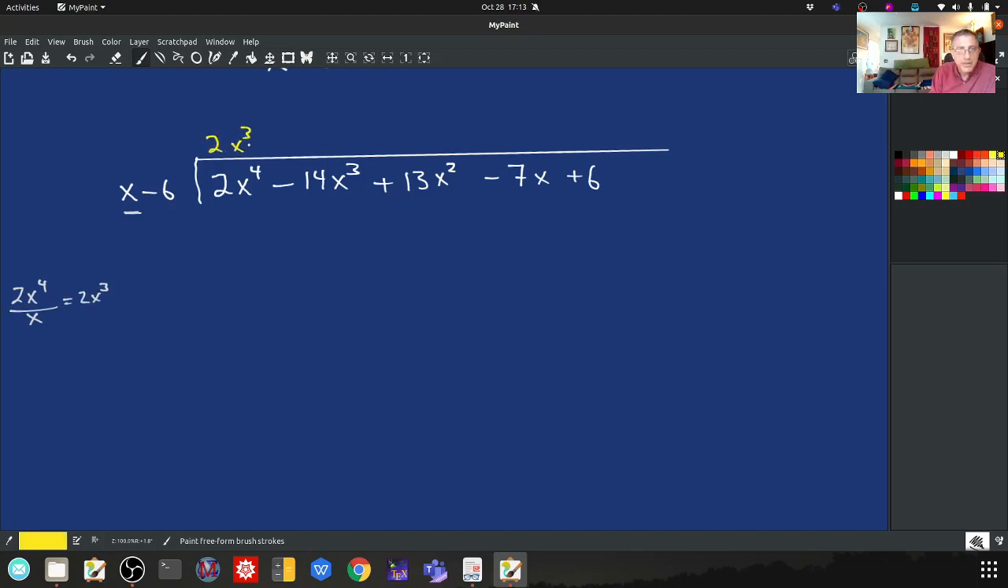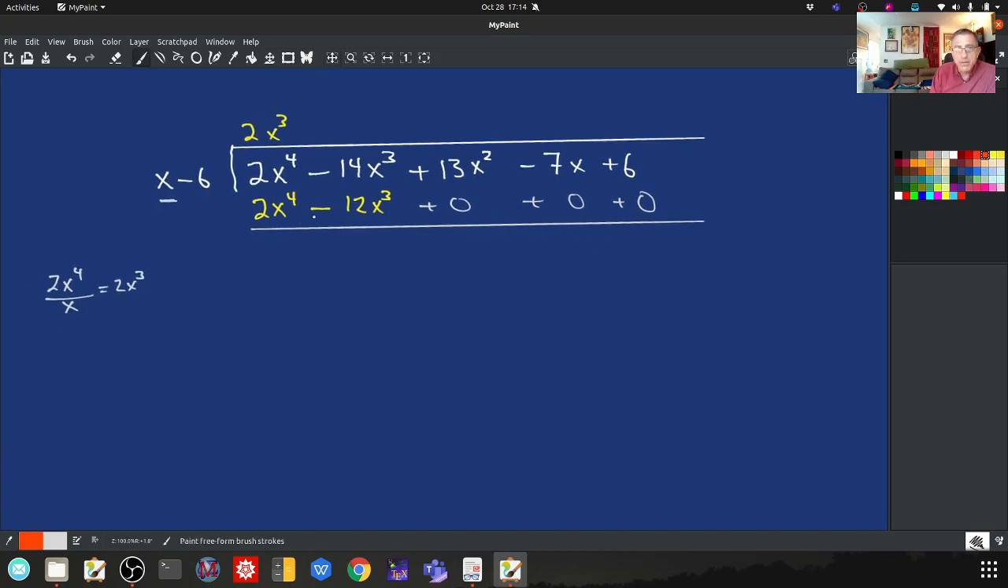Now I multiply 2x cubed times this binomial. So 2x cubed times x is always going to be the same as my leading term up here. That's by design. Then 2x cubed times minus 6 is minus 12x cubed. So now I do a subtraction. Now if you want, you can put plus 0, plus 0, plus 0. It doesn't matter. But this is the part you have to be really careful with.